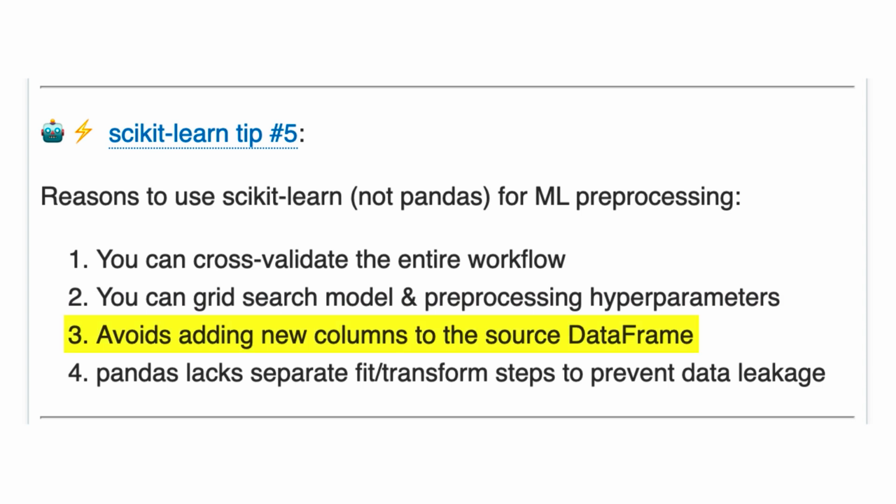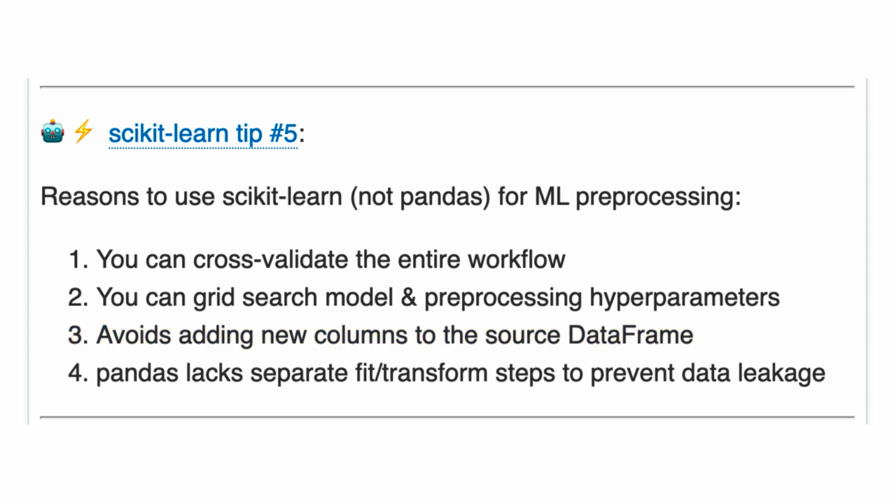Reason number 3, avoids adding new columns to the source data frame. If you were doing some dummy encoding using pandas, for example, and the column you're dummy encoding contains 20 categories, you're going to get 20 new data frame columns. You can do that, but that's super inefficient in terms of space, and it makes the data frame harder to explore when you keep adding more and more columns. Instead, I'm recommending you use ColumnTransformer, and that allows you to not affect the source data frame.